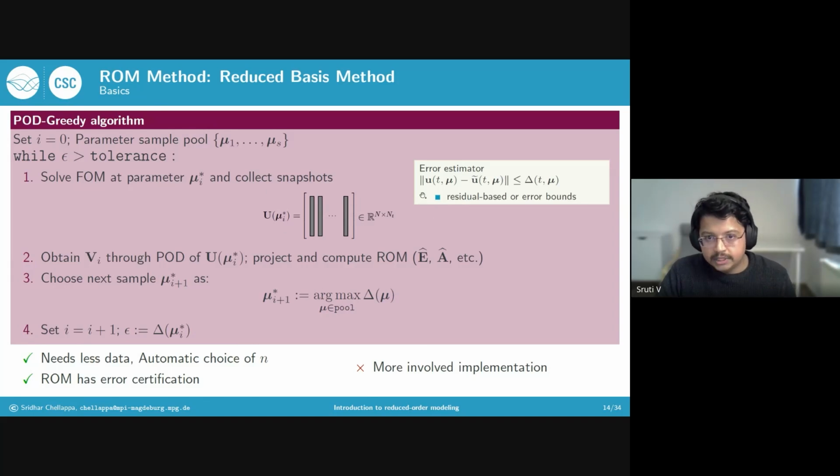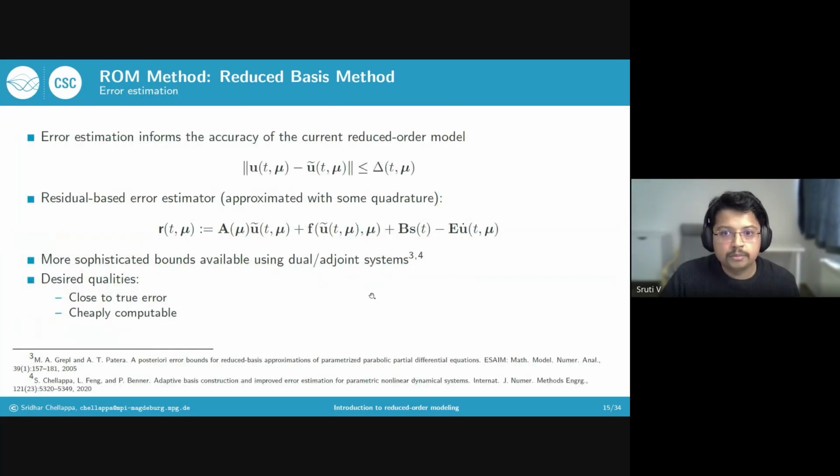So you have these greedy iterative steps, and then you also have to come up with clever error estimators for this to work. So the implementation is, of course, a little bit more involved, and that's the price one has to pay. Just talking a little bit more about this error estimator. As I mentioned, the error estimator is some kind of an estimate or a bound for the true error at each parameter mu and also time instance t.